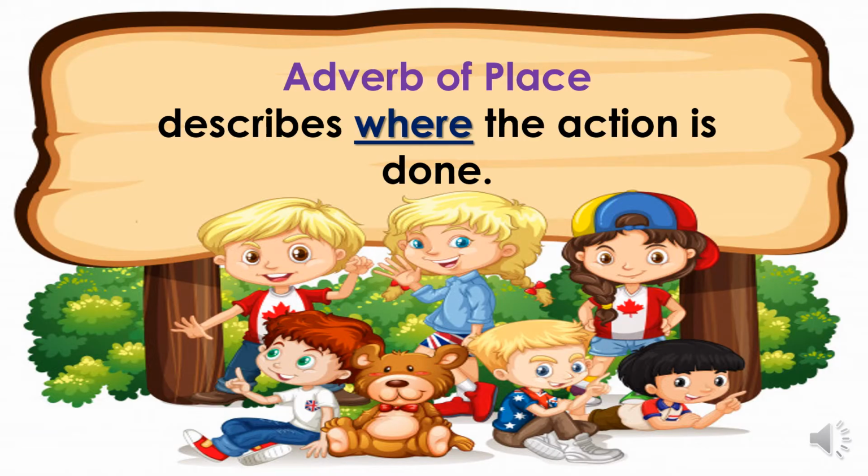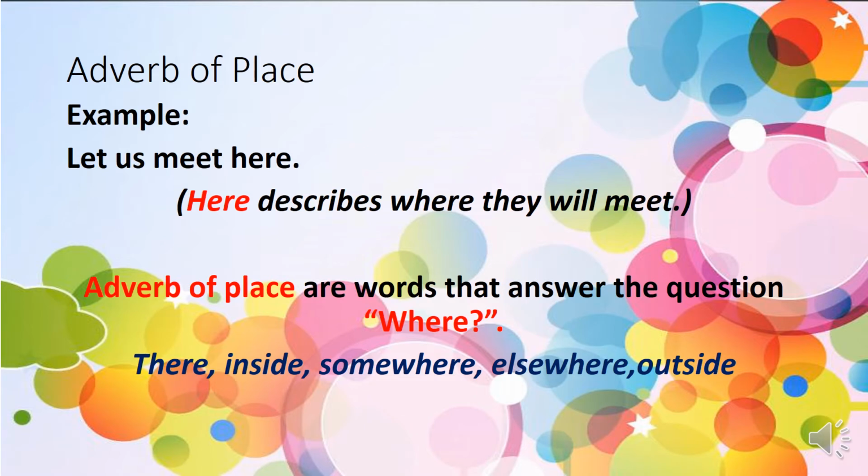Adverb of place describes where the action is done. Example, let us meet here. The word here describes where they will meet. Adverbs of place are words that answer the question where. There, inside, somewhere, elsewhere, and outside are examples of adverbs of place.